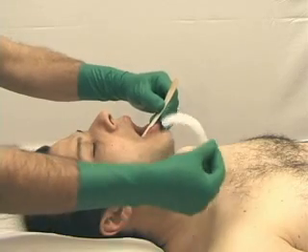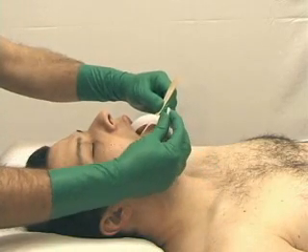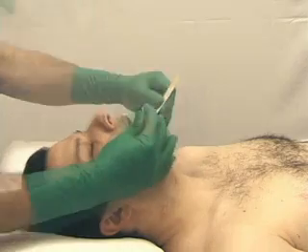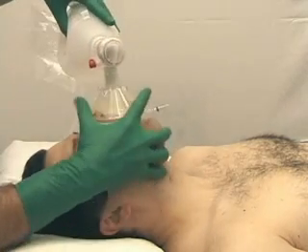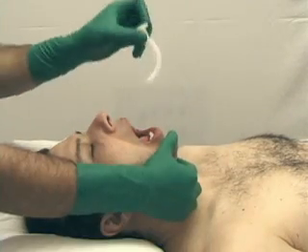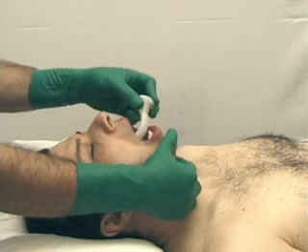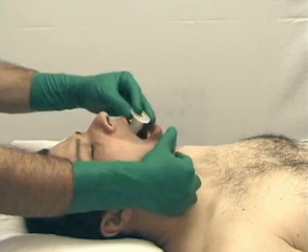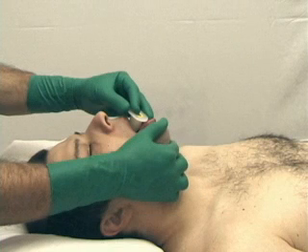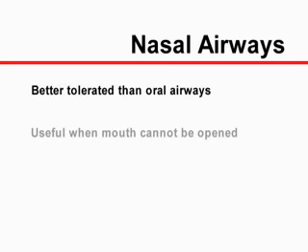An oropharyngeal airway can be inserted by depressing the tongue with a tongue blade and advancing the airway towards the base of the tongue. Alternatively, the airway can be inserted upside down and then rotated 180 degrees as it is being advanced posteriorly. In general, nasopharyngeal airways are better tolerated than oral airways when airway reflexes are present. They are particularly useful when the mouth cannot be opened.